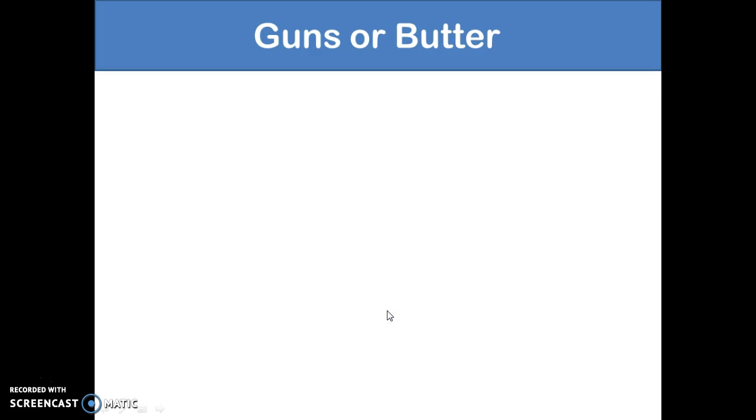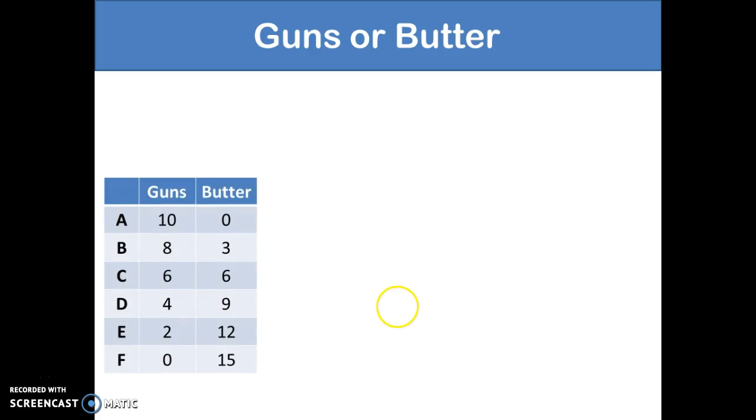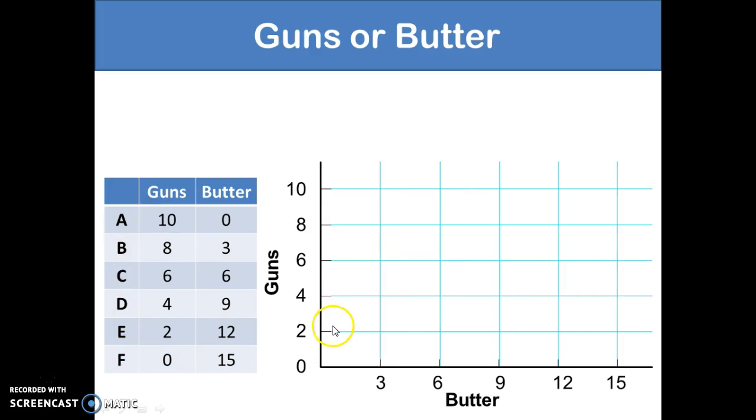A common way to think about PPCs is with guns or butter, basically two different things that an economy could produce. Guns would be like defense and military, versus butter, which would be education or social services. So is the government going to spend money on defense, or are they going to spend money on education? Here's a hypothetical, given some different possibilities, and we can graph these possibilities.